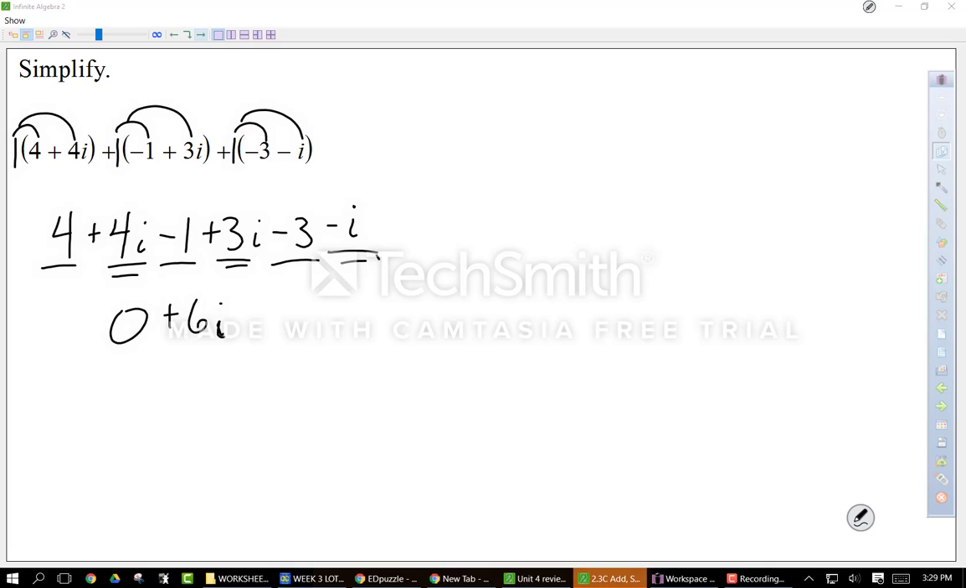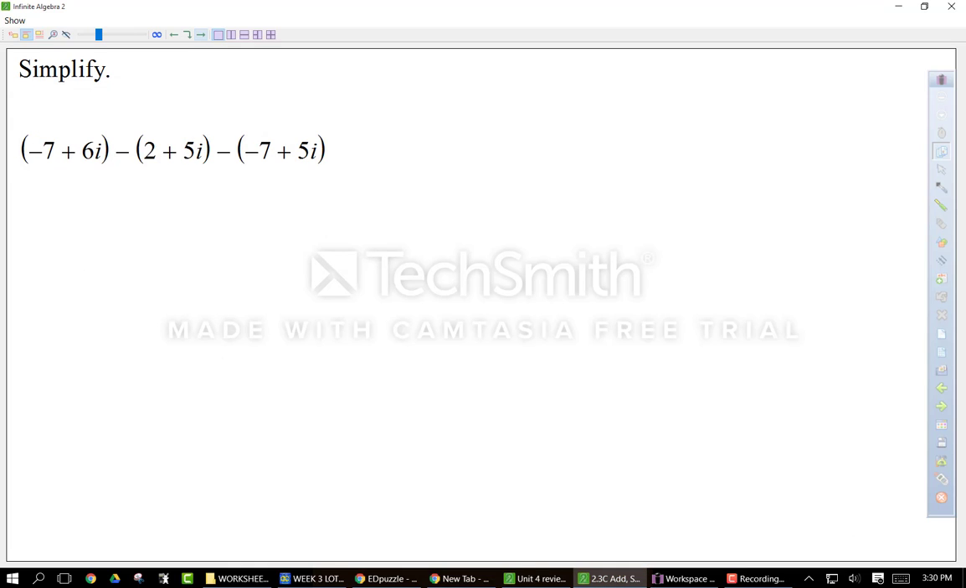Now, you notice that there's a 0 in front of my 6i. Well, 0 plus 6i is just 6i. That is how we write this one because the 0 doesn't matter. If I add 0 to anything, I still get that anything, right? So our answer is 6i. If you write the 0 in there, you're not fully simplified. It doesn't say simplify part way. It says simplify. That means do it all.